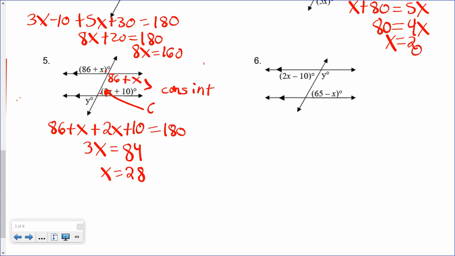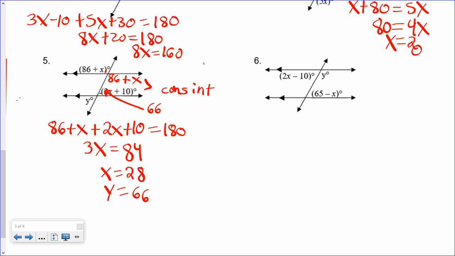66. Okay, so that angle becomes 66 when you plug in the 28. So what's the value of y? 66, because it's vertical, meaning that it's congruent. Sometimes you have to find one variable and then plug it in and find the other. And again, you can still use vertical and supplementary if you need to.